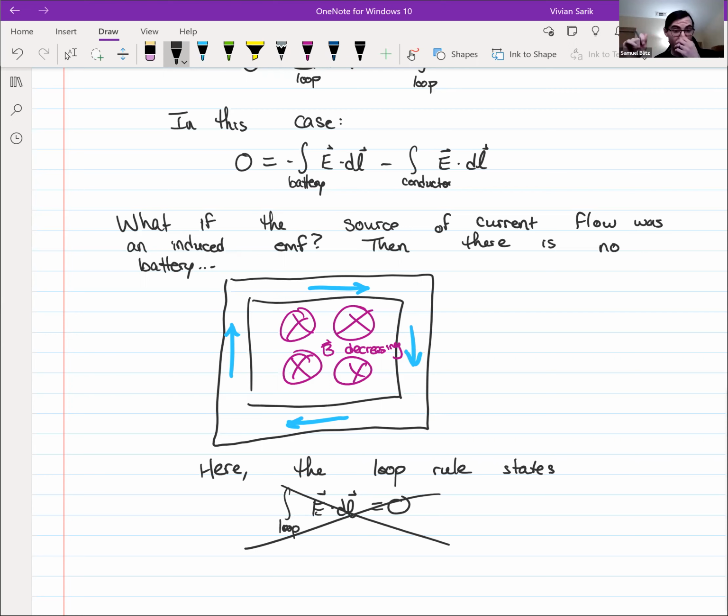I'm going to leave you on the cliffhanger as to how we resolve this potential issue, and we will also resolve the solenoid paradox next lecture, or next time I'm lecturing.